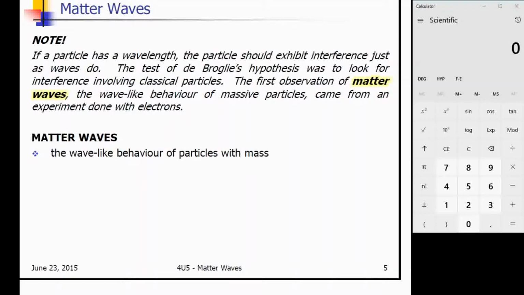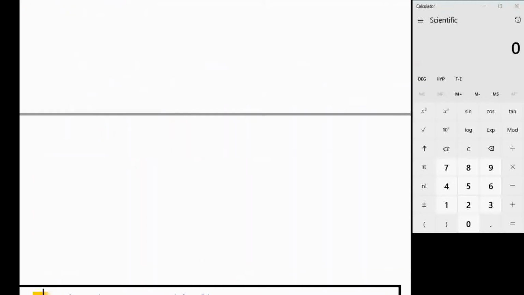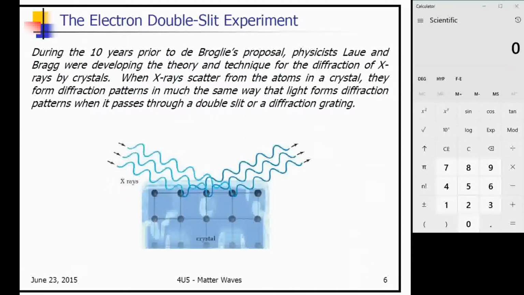So matter waves, you can copy the definition. It's the wave-like behavior of particles with mass. And the electron double slit experiment, which I showed you a bit before, showed that electrons did behave and did exhibit interference patterns. Now, how this was done is a little bit different than the double slit experiment of light. So it's a little bit different, but here's how it's kind of shown.